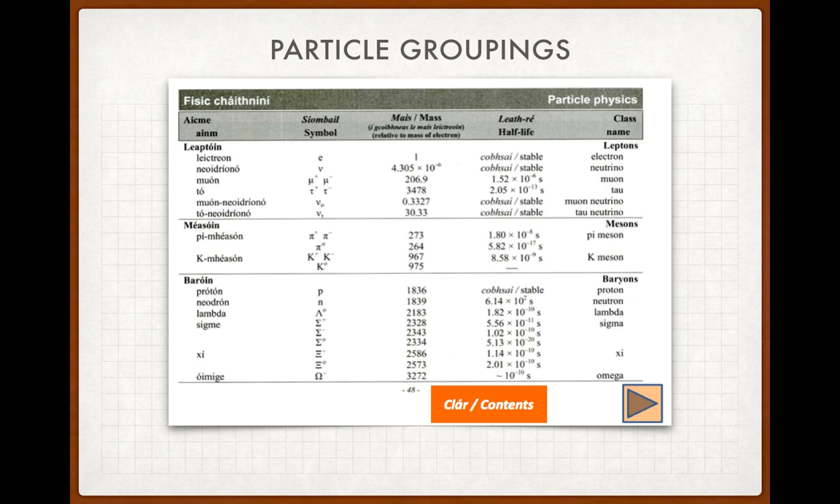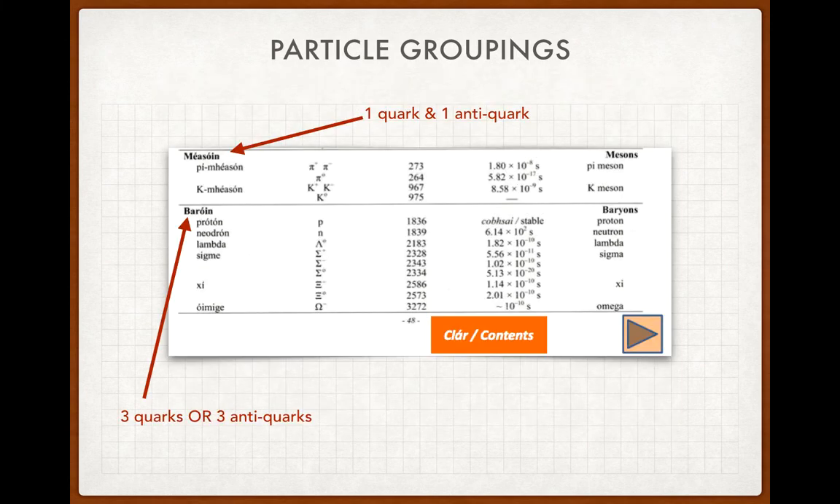Okay, so the particle groupings. We have 3 groupings there: leptons, mesons, and baryons. Leptons are fundamental particles. Mesons are made up of a quark and an antiquark. Baryons are made up of either 3 quarks or 3 antiquarks. So let's look at the part we're interested in. We're interested in the mesons and the baryons. So you need to know 1 quark and 1 antiquark for the mesons and either 3 quarks or 3 antiquarks for the baryons.